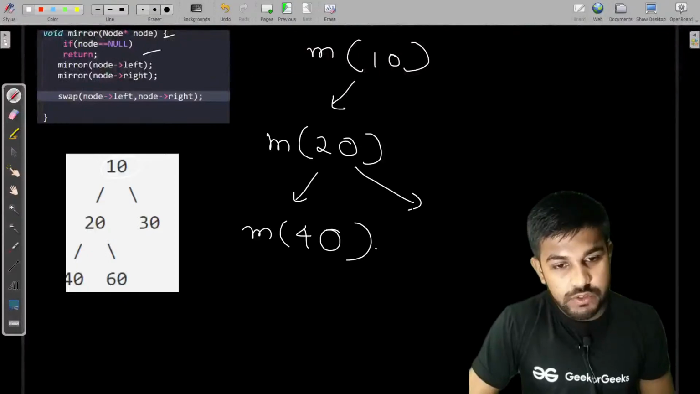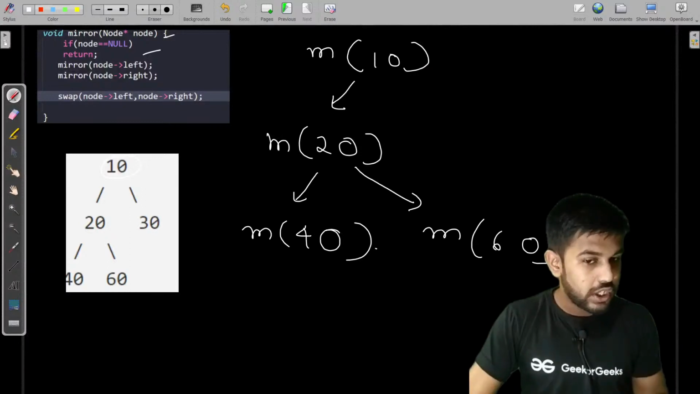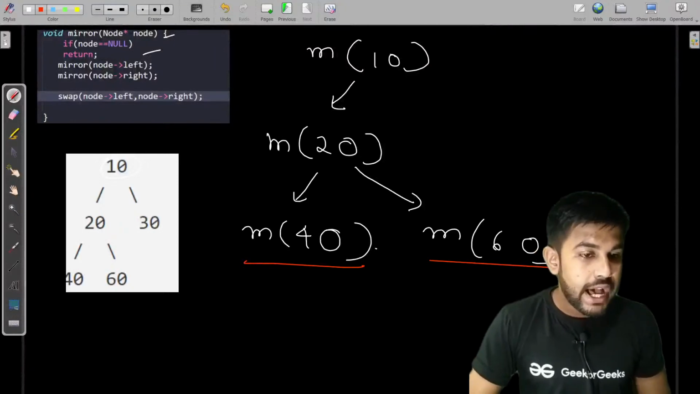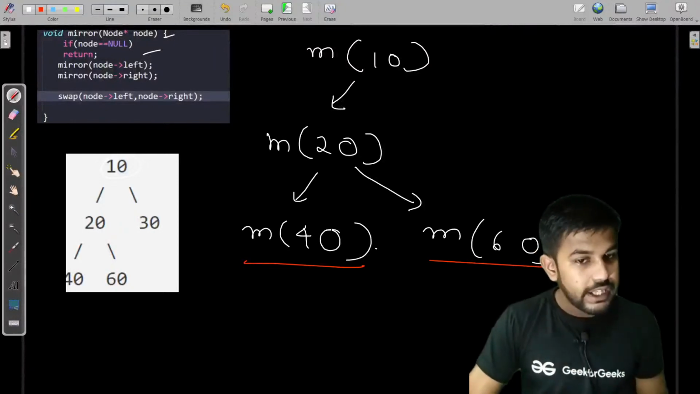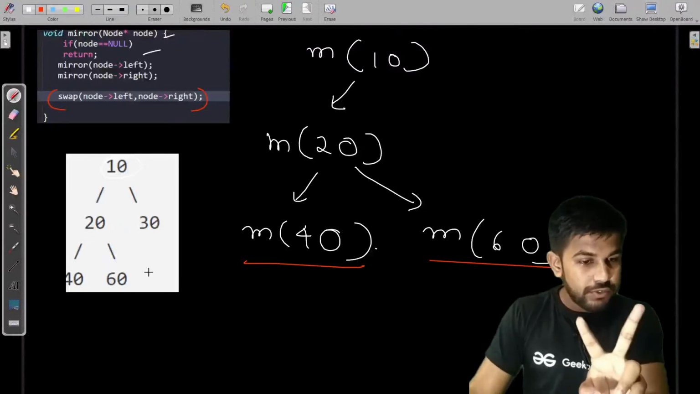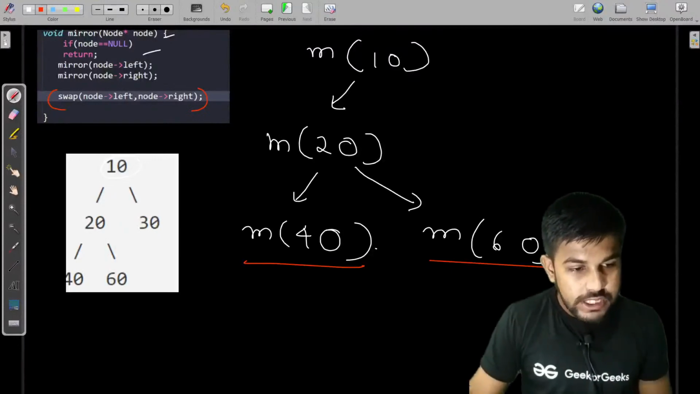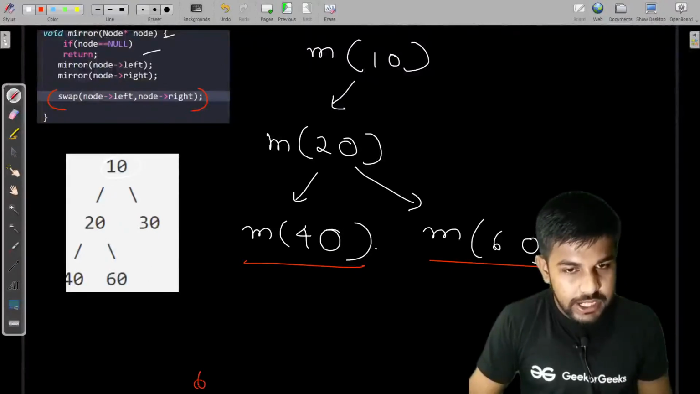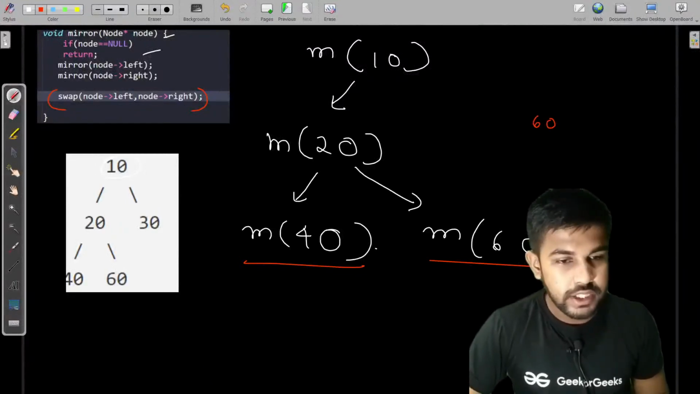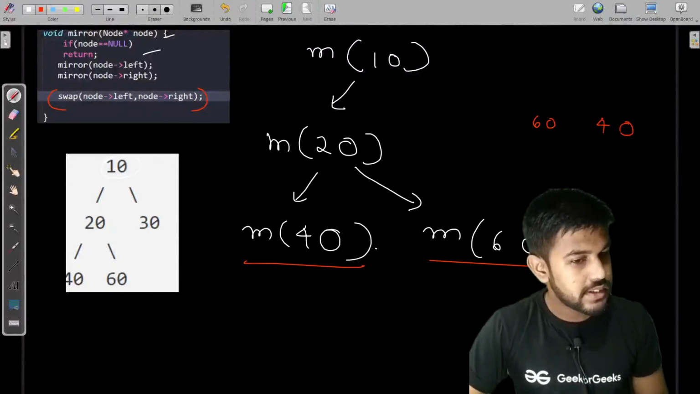So this was m dot 60. So 60's next is also null. So these two are complete. I would mark the completed one like this. So as the left and right are visited, we would now come to this condition. That is, we would swap 40 and 60. Okay, so now this is swapped, so 60 would come at this position. Just let me draw a tree very small. 60 would come at this position and 40 would come at this position, and 20 remains the same.